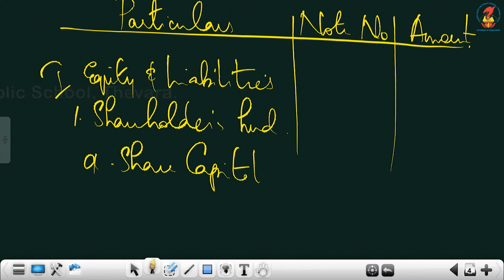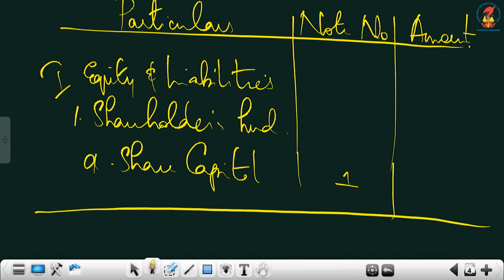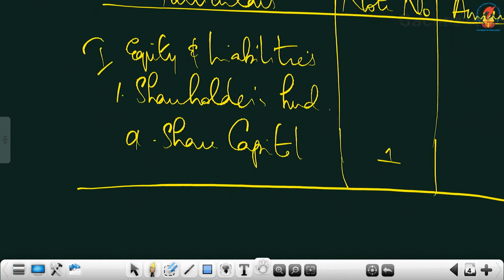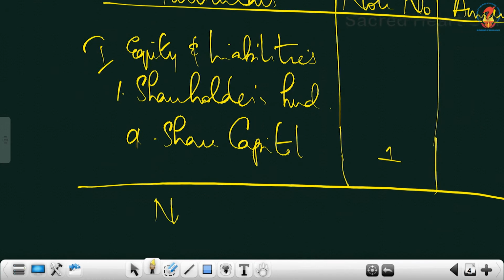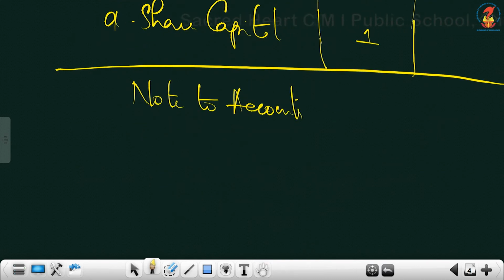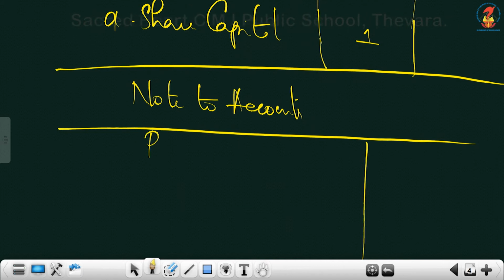Are they asking you to do the entire balance sheet? No. So with share capital you can stop. This note number column needs to be small. Accidentally, I drew one big column for that. You just draw one small column. Then, note to accounts, particulars and amount column.